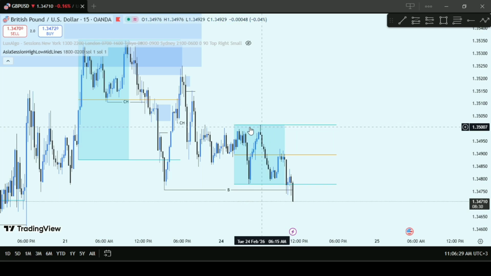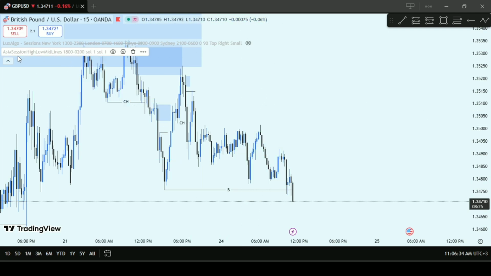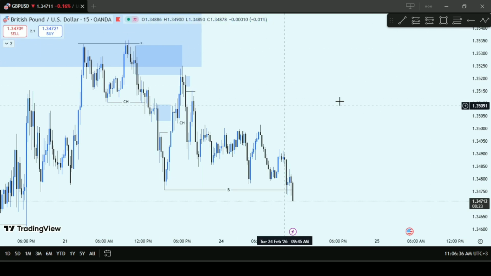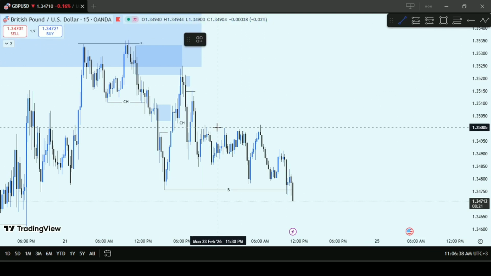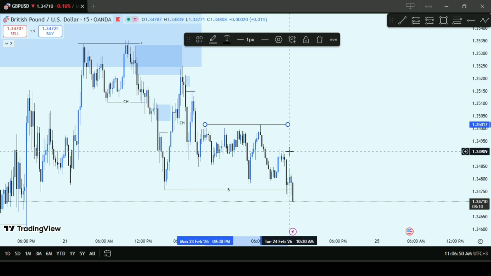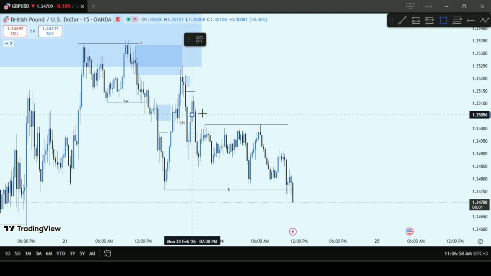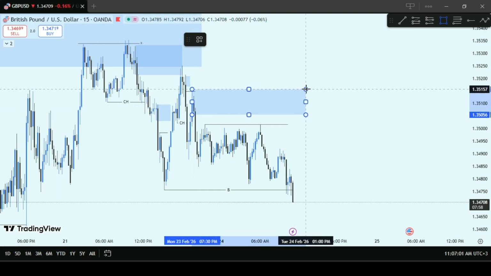This is the Asian high. Okay, so we have this high, and by the way, it has liquidity up here. As you can see, it's an Asian high, and it's equal highs. So this is strong liquidity. So we have a POI here, a valid POI.